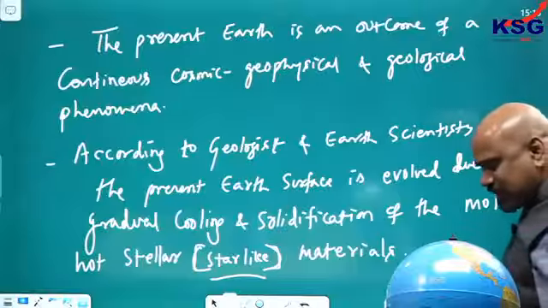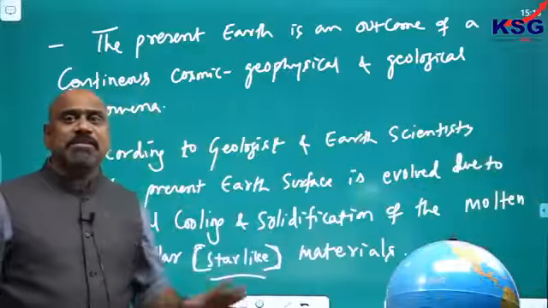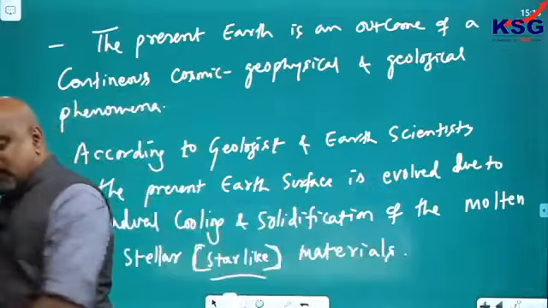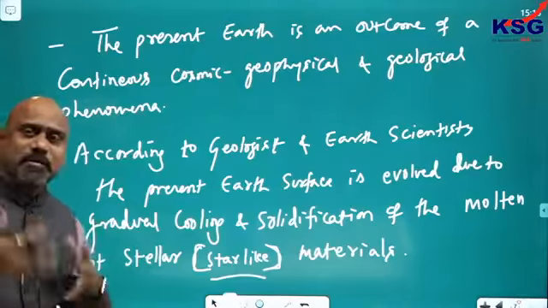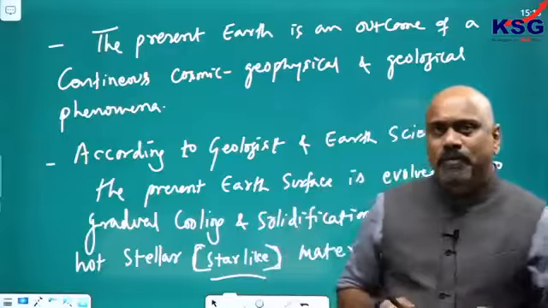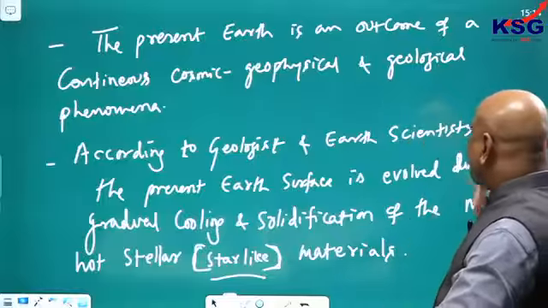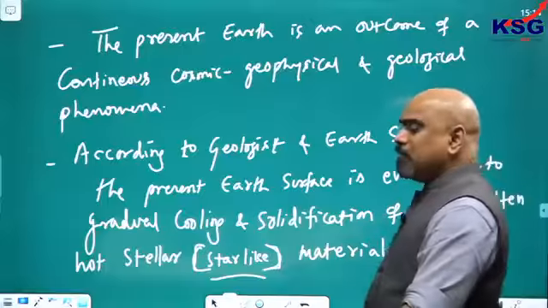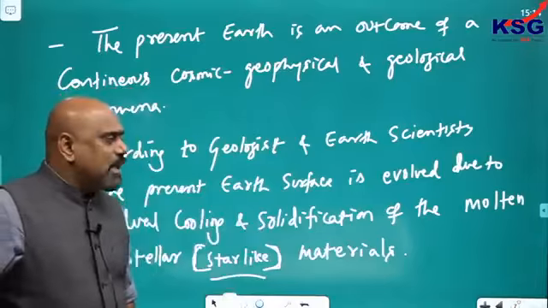Molten hot stellar material, उसका मतलब क्या है? Stellar means star-like materials. Gradual cooling and solidification of this leads to the formation of the present Earth. This is what they are saying: that according to geologists and earth scientists, present Earth surface is evolved due to the gradual cooling and solidification of the molten hot stellar or star-like materials.